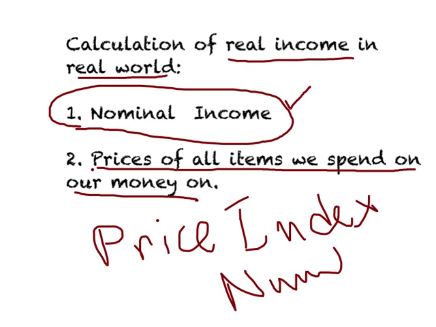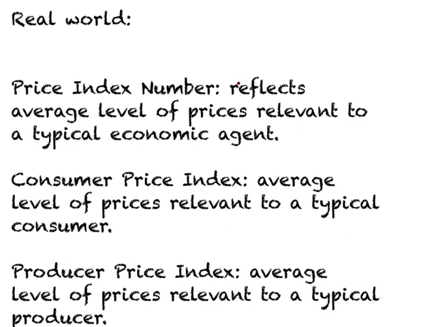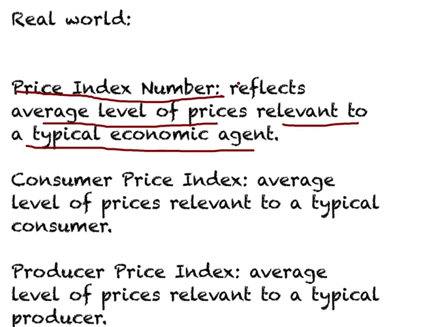And let us look at the formal definition of price index number. Now, what a price index number reflects is the average level of prices that are relevant to a typical economic agent. It's just one number, and so if we have information on one number instead of 100 different prices, life is going to be much easier for us to calculate real income. So this is what statisticians have done. They have constructed what is called a price index number.